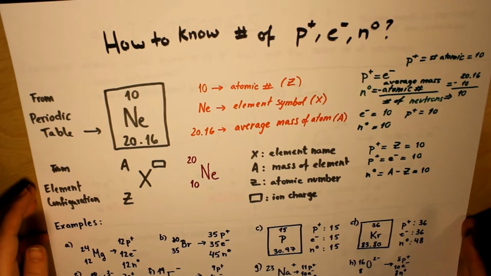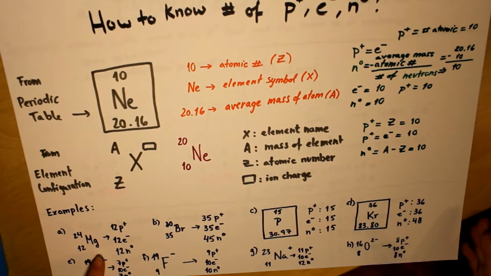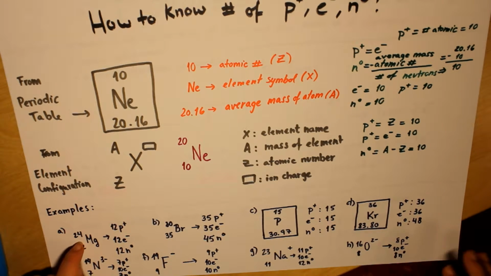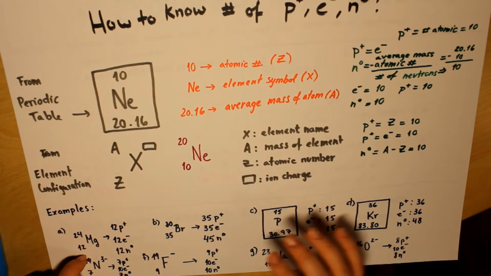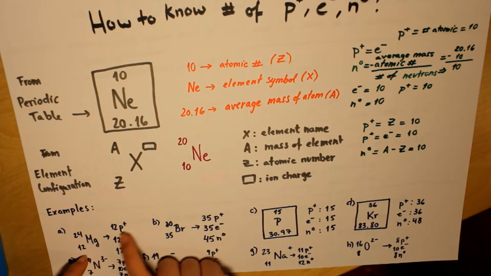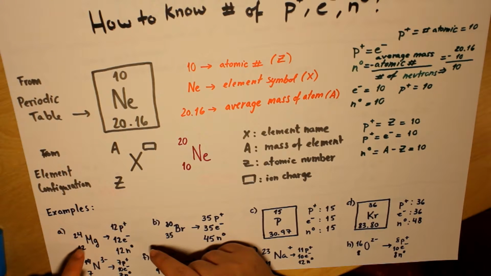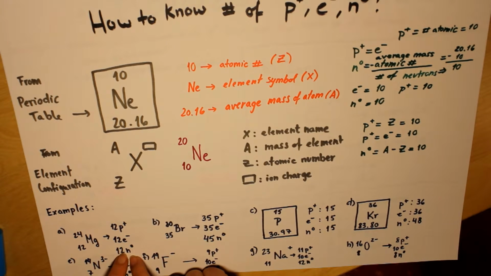So now let's take a look at some examples from here. So I said magnesium. Magnesium's mass is 24, and its atomic number is 12. So it has 12 protons and 12 electrons, because the number of protons and the number of electrons is equal. And if you subtract 12 from 24, you get 12 neutrons. So that is the number of protons, electrons, and neutrons.